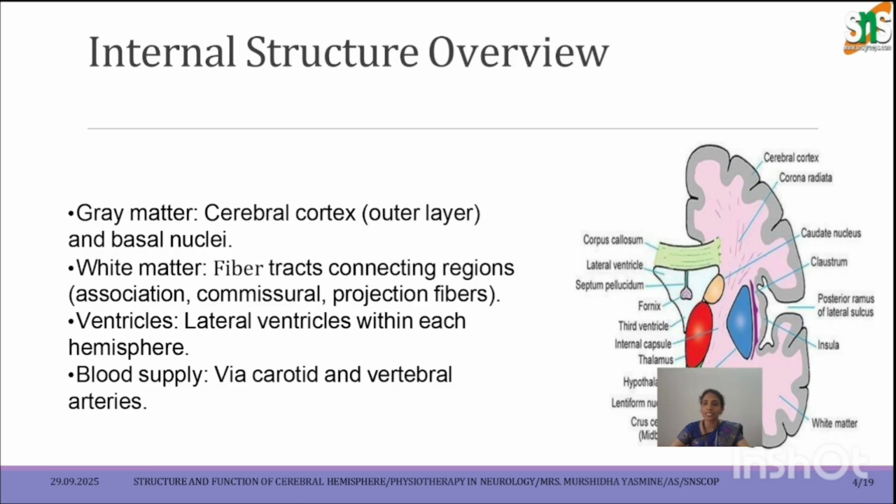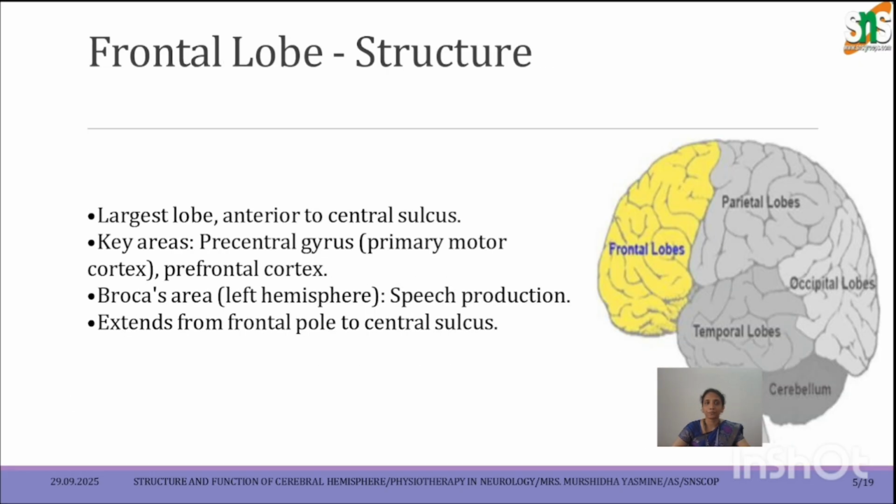In this picture, it's clearly visible the cerebral cortex, the corona radiata, caudate nucleus, and also the third ventricle, thalamus, hypothalamus, and the corpus callosum that connects both the hemispheres.